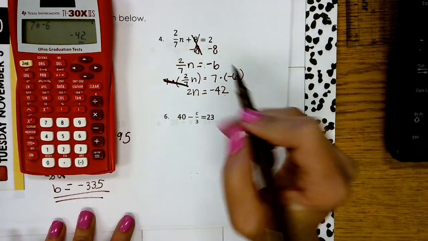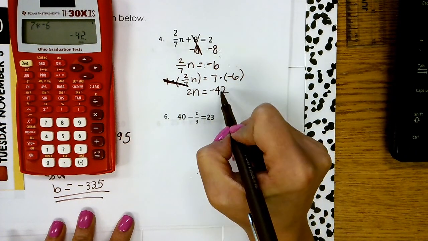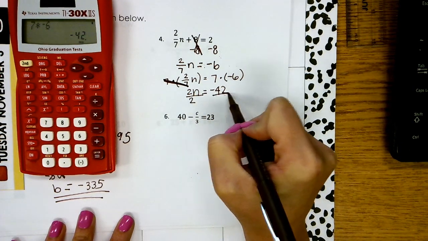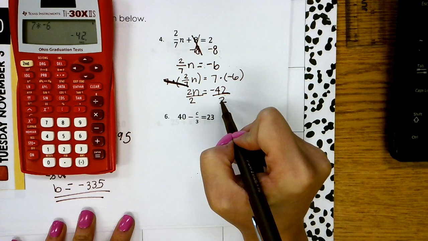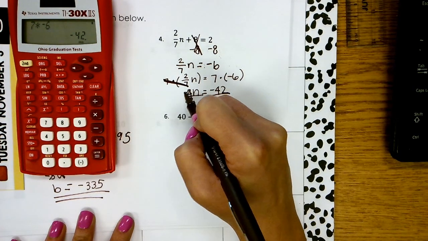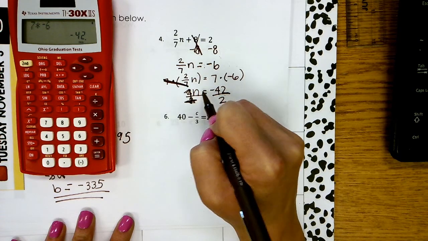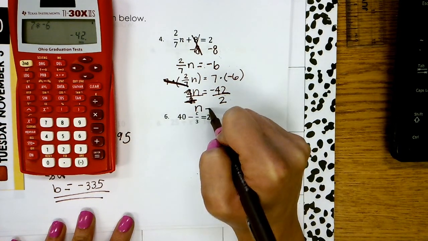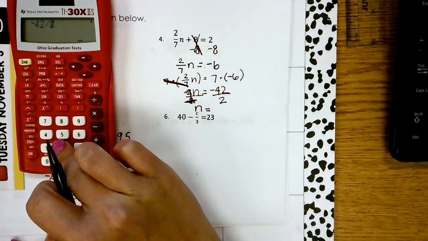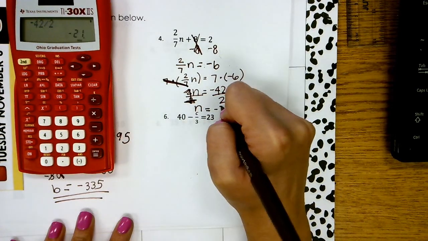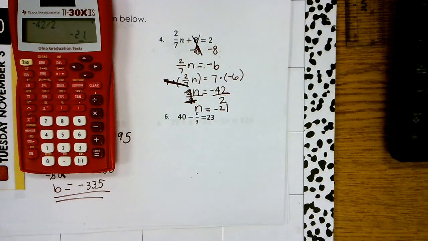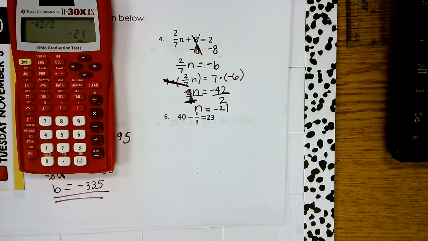We are almost done. We have 2 times n equals negative 42. But we just want to know what n equals. So we're going to divide by 2 on both sides, because dividing by 2 is the inverse of multiplying by 2. Again, these 2's make a giant 1, so we just have 1n, which we can write as n, equals, on our calculator, negative 42 divided by 2 is negative 21. And that's our final answer. Again, you want to make sure that you're using your calculator here.